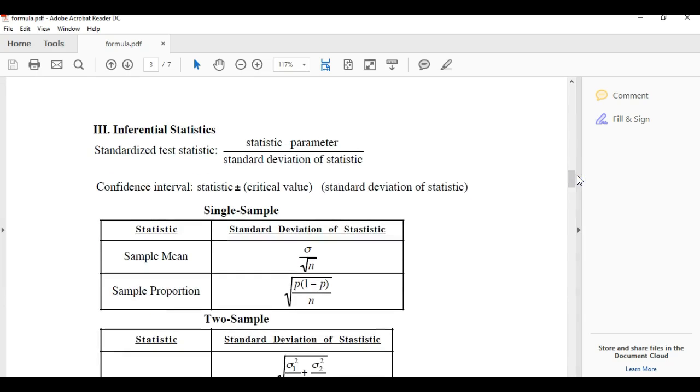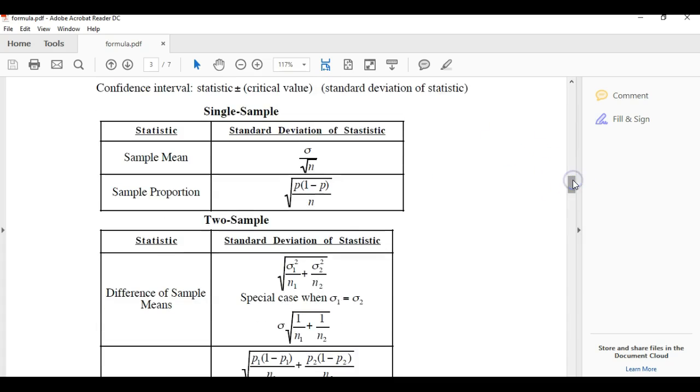Here, this page you will be using a lot. This is your z-score right here, your zoms or your toms. Your observation is always your statistic minus your mean. That's always your parameter, your p or your mu, divided by the standard deviation of the statistic. What's the standard deviation of the statistic?